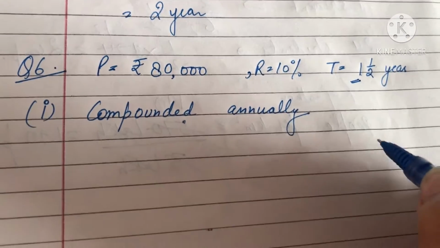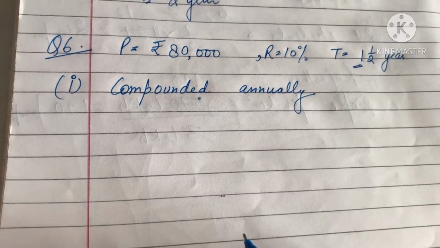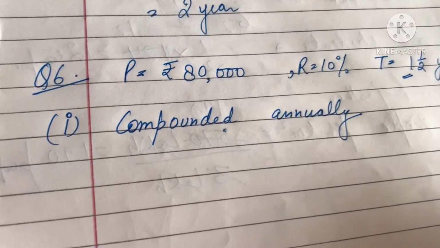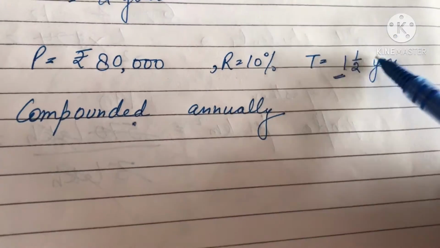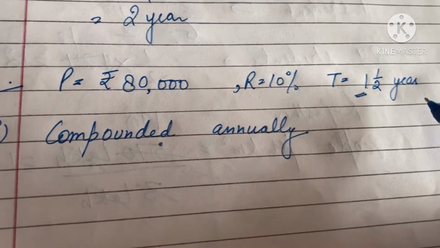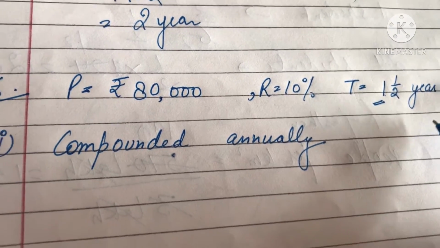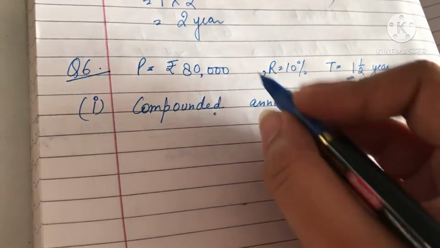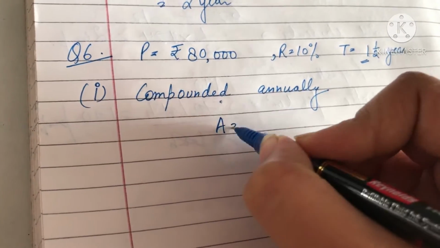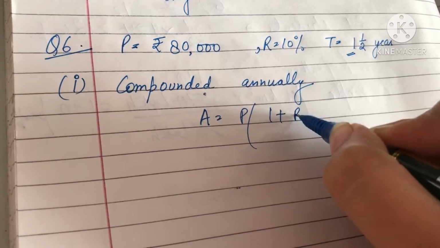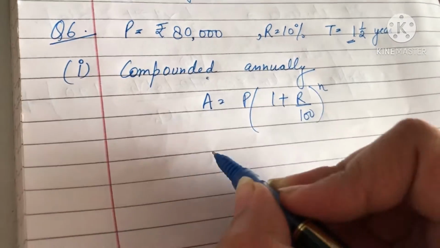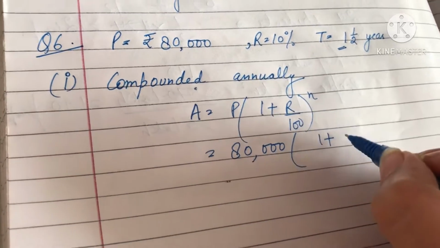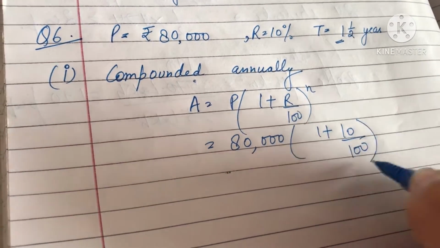For this complete year, 1 year, we will find the compound interest using the formula A is equals to P (1 plus R upon 100). But for this half year, meaning the next 6 months, we will find the simple interest. Okay, I'll show you how. We have been given all the things. Put these things in the formula: 1 plus R upon 100 whole to the power n. Principal is 80,000. 1 plus rate is 10 upon 100.